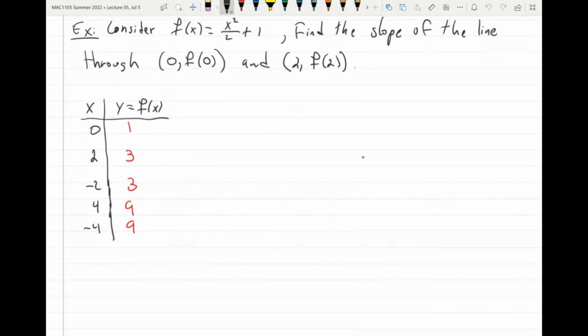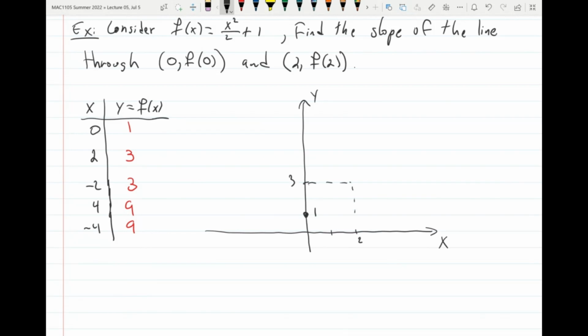Anyways, good. So now what we do here is we just plot. And again, we put our points. So let's see, (0, 1). That means that we have a point here on the graph. Then (2, 3). So this is 1, this is 2, this is 3. There's a point on the graph. Then (-2, 3).